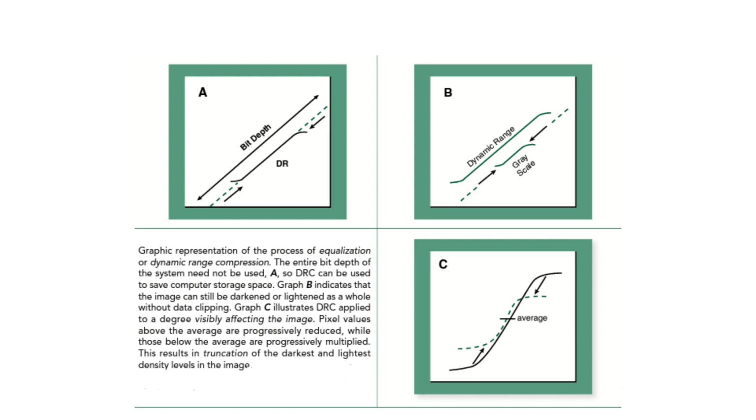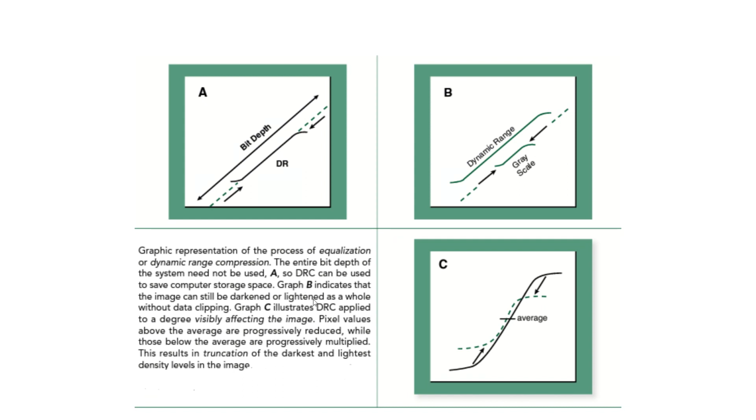And hospitals have to pay for this twice because you have to back up everything. So B clips the data a little bit, and you can still change the level. You can still darken it. You can still lighten it. Even though you've taken away some of those potential grayscales.